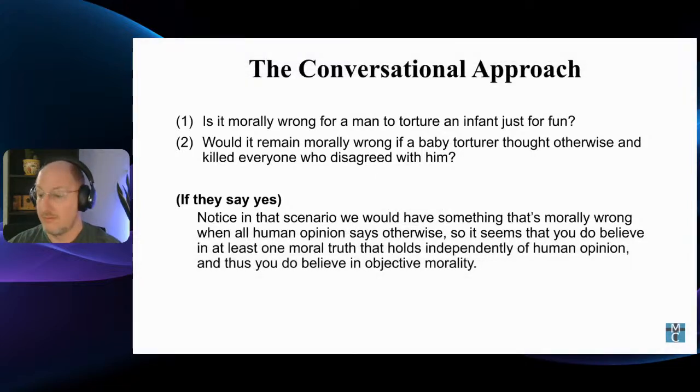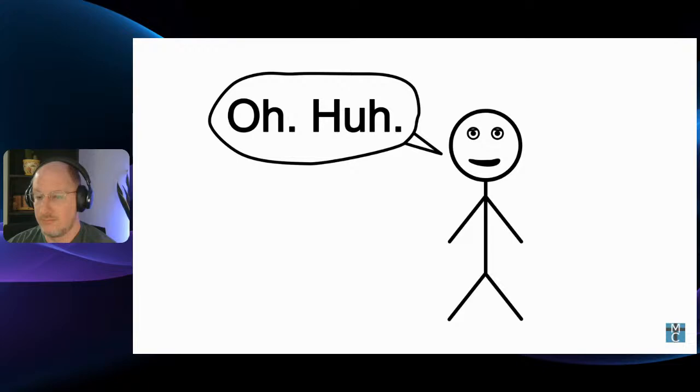Right, we would have something that's morally wrong when all human opinion says otherwise. So it seems that you do believe in at least one moral truth that holds independently of human opinion, and thus you do believe in objective morality. Oh, huh. So that's it in a nutshell. I suspect some folks who give lip service to moral relativism would quickly abandon it once they're given one good example of an objective moral truth like this. If you're talking to a stubborn moral relativist who's politically very liberal, you can switch it up a bit.